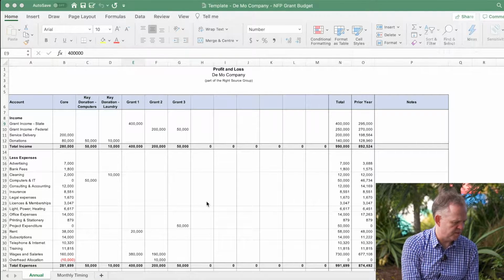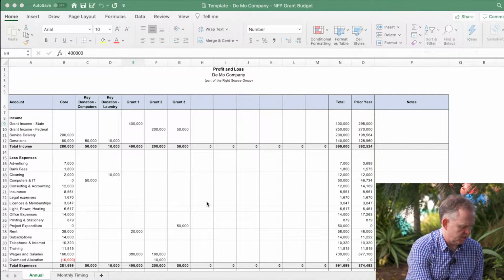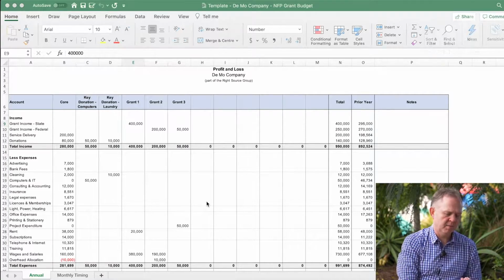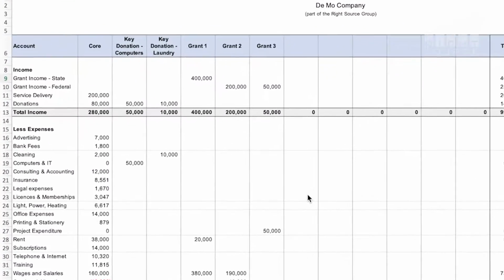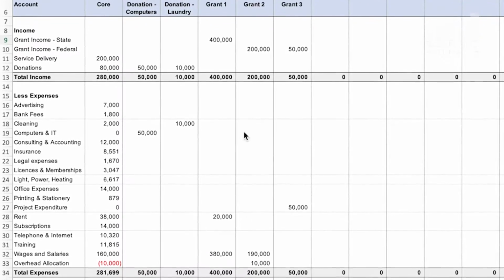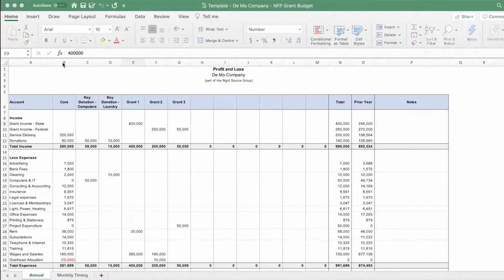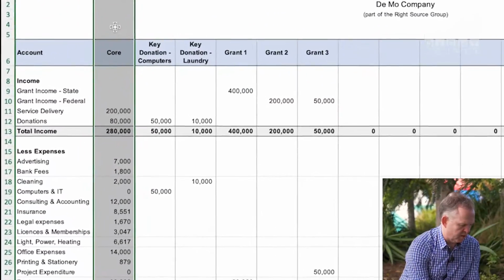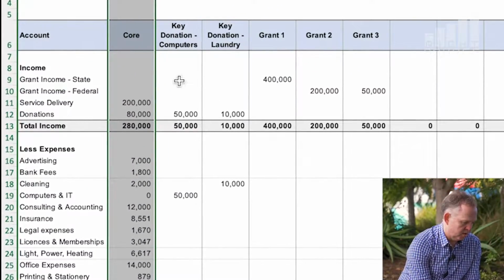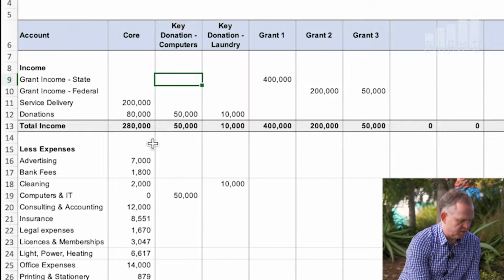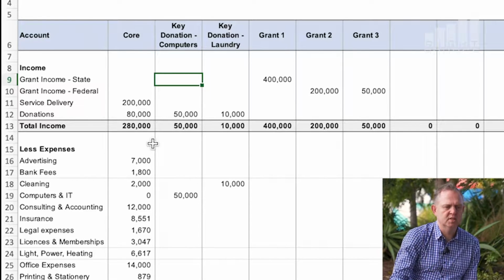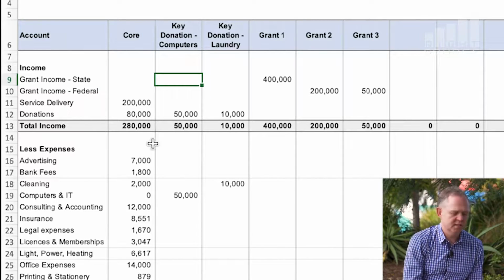So effectively, this sheet here is breaking up your annual budget for your business into the core areas where it's receiving money. So the first column we've got here, which I've just highlighted, is core. That effectively relates to your fundamental business, so your business without any grants.